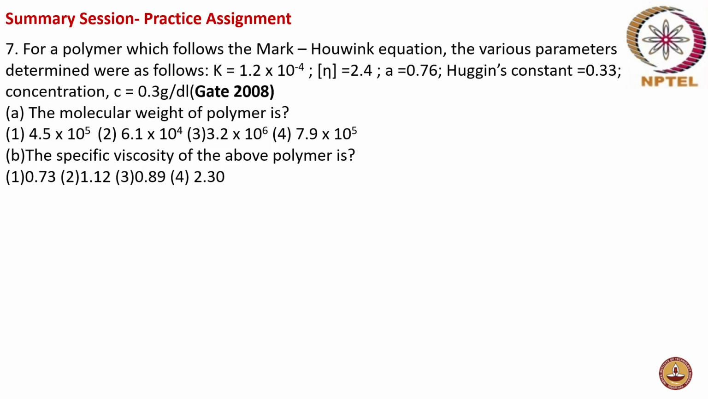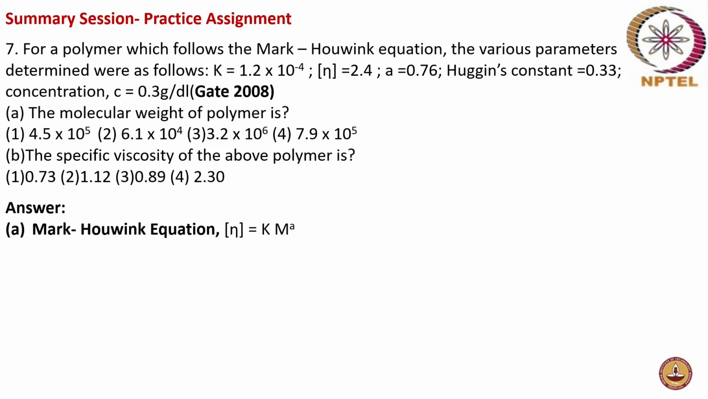This is again a GATE 2008 question. They have also given different options for the molecular weight: is it 4.5 into 10 power 5, or 6.1 into 10 power 4, or 3.2 into 10 power 6, or 7.9 into 10 power 5? Which one of these is the right answer for the molecular weight of this polymer? And the second part is the specific viscosity of the polymer. Is it 0.73, or 1.12, or 0.89, or 2.3? This is the question.